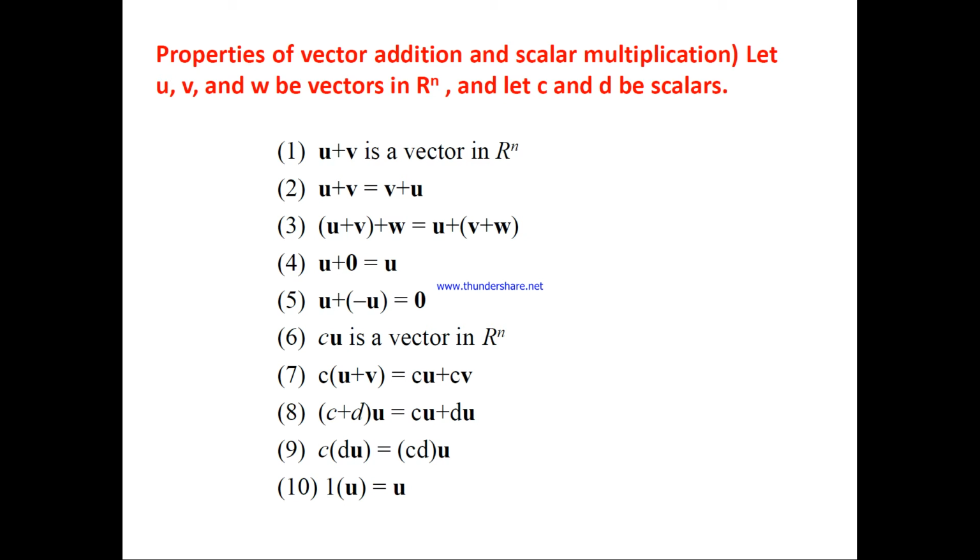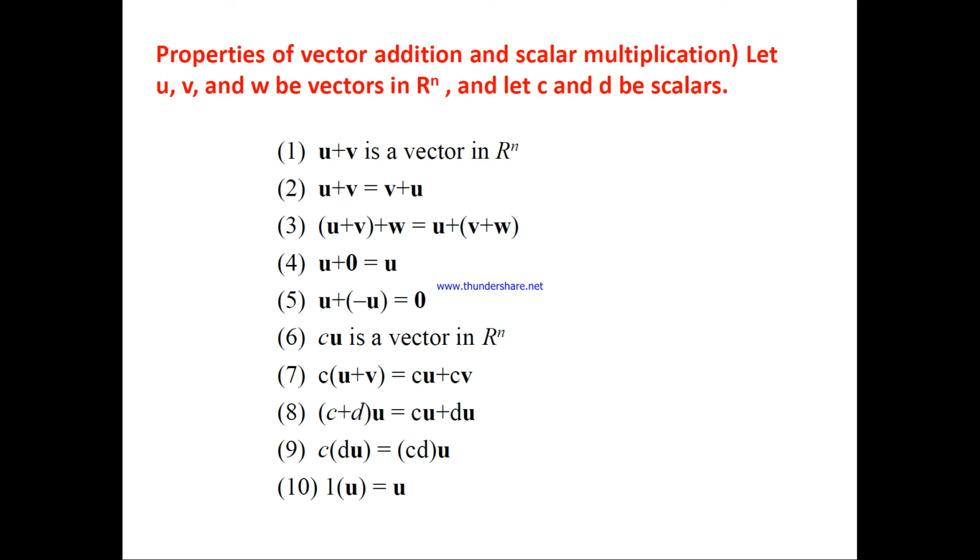Then think you have three vectors u, v and w. That is the third property. You add u and v first and then add the w vector. That result should be the same as when you add u with the result that you get after adding v plus w. That is the third property. What is the fourth property? Add a vector u with a zero vector, you will get back u. That is the additive identity property. Add u with the negative of u, that is the additive inverse. You add u with the additive inverse of u, you will get the zero vector.